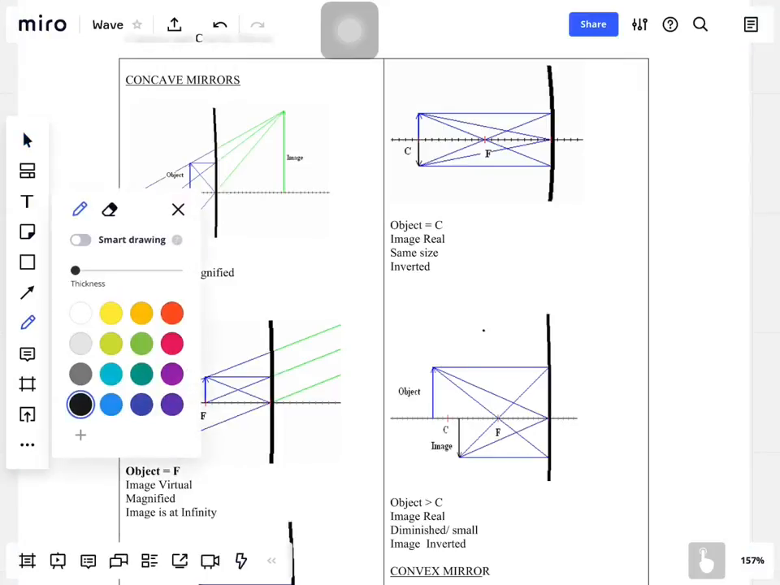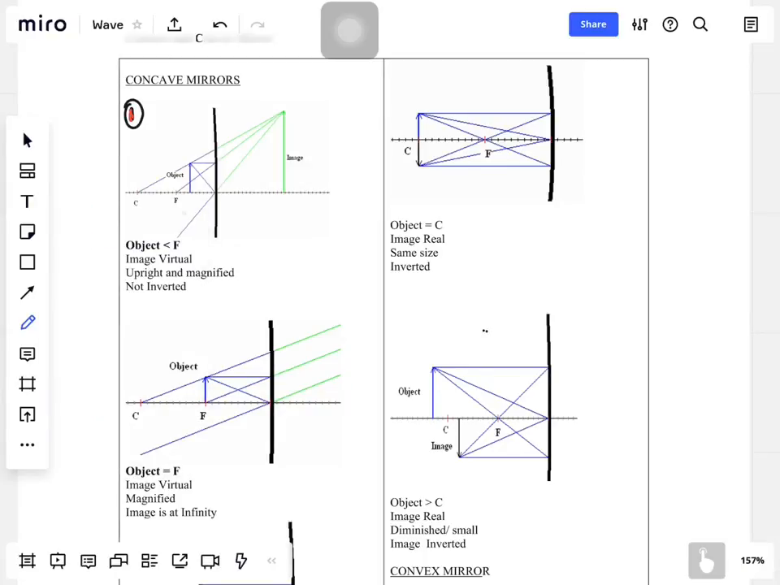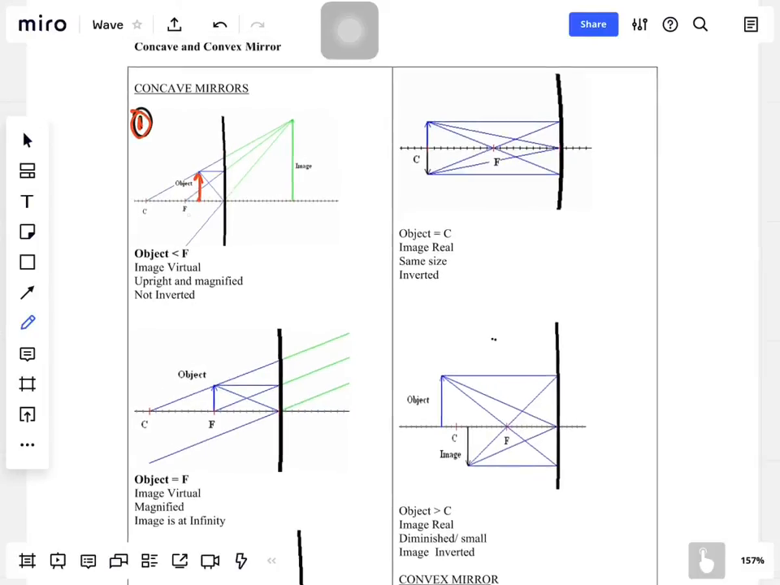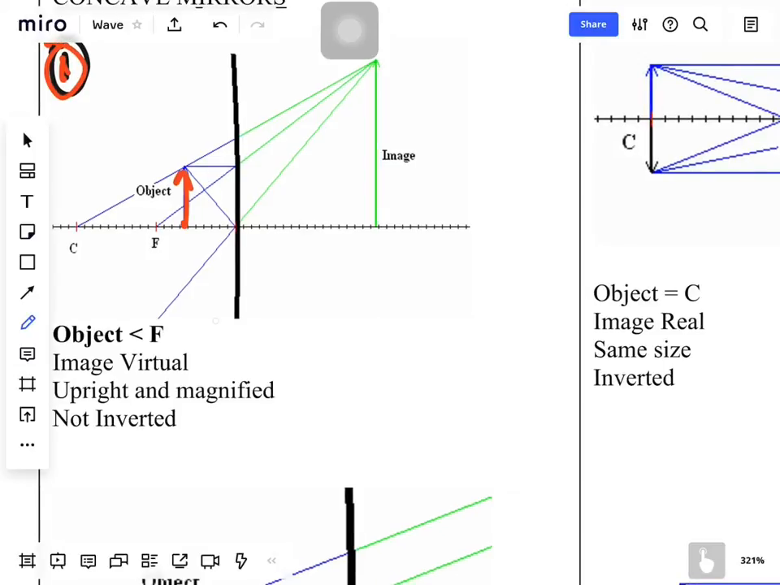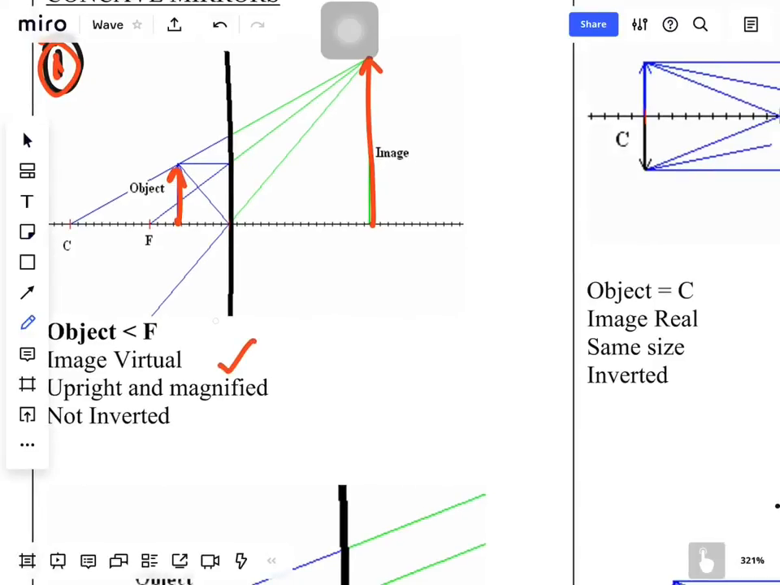let me just write down here. All right, so the first diagram, let me use a red color pen. If the position of the object, sorry, not the image, is here, you will see that it is before F, which means the distance is less than the focal point. You tend to see that the image will actually enlarge. This shows that the image is larger than the object. And the image is a virtual image, upright and magnified, as well as not inverted. What I mean by not inverted is the object is standing in the upright position.